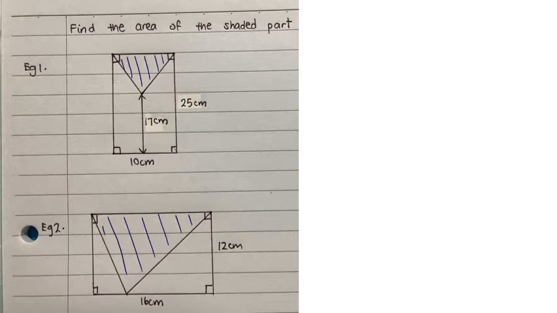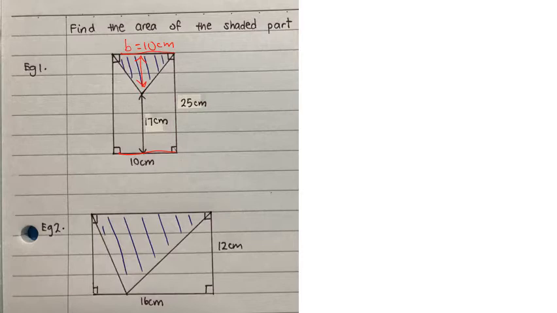Find the area of the shaded part. The shaded part here is a triangle. We need to find the base of the triangle, so we identify this as the base. Okay, and as we can see, this base over here has the same length as this, which is 10 cm. How about its height? Now, the corresponding height that is perpendicular to the base will be this.